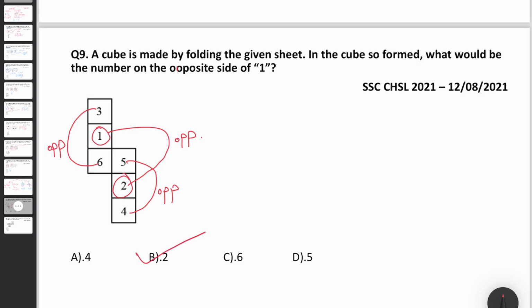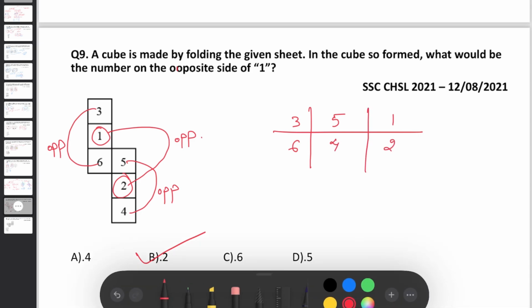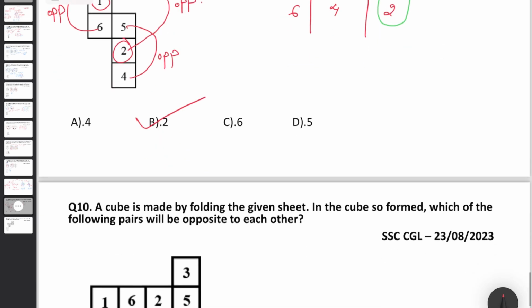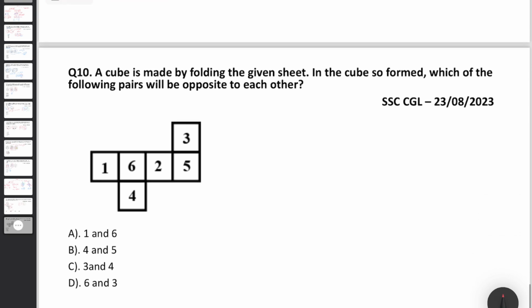I hope you get this point. You can also write like this: 3 opposite 6, 5 opposite 4, 1 opposite 2. Here the question is 1, so 2. The question may change. What's the opposite face of 3? You can write 6. What's the opposite face of 5? You can write 4. Let's move on to the next question.